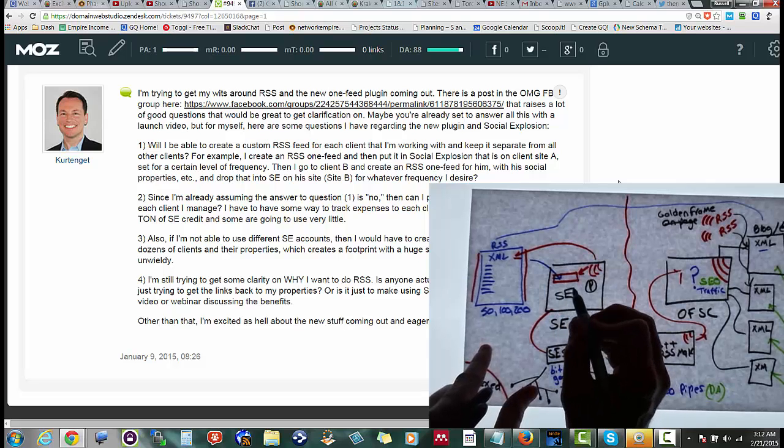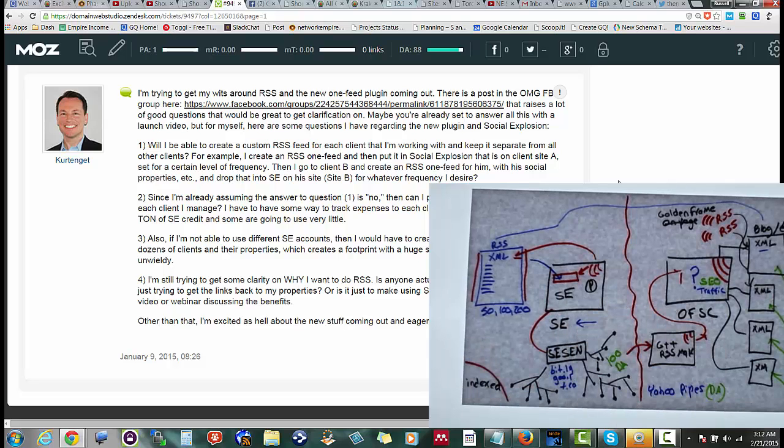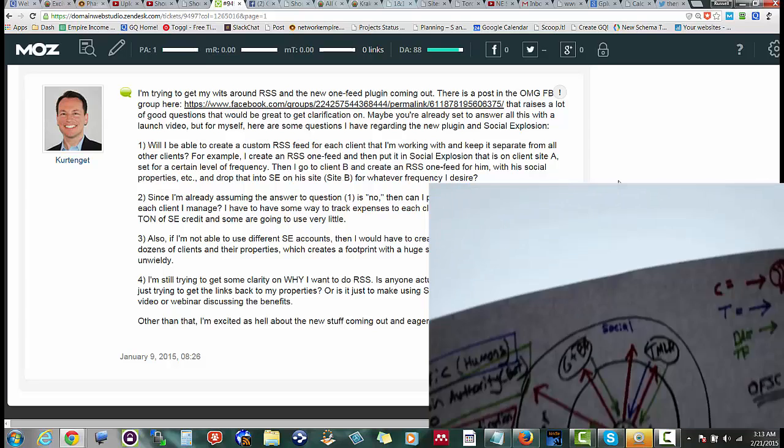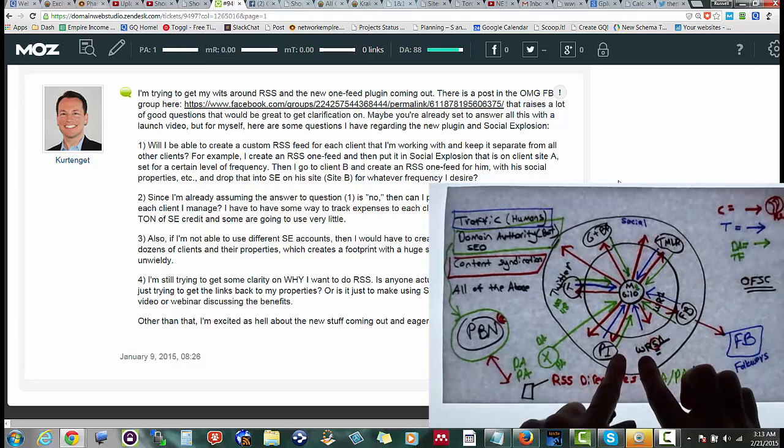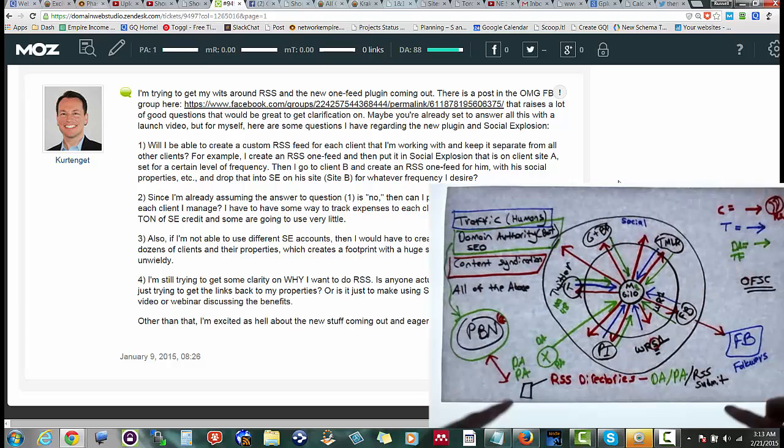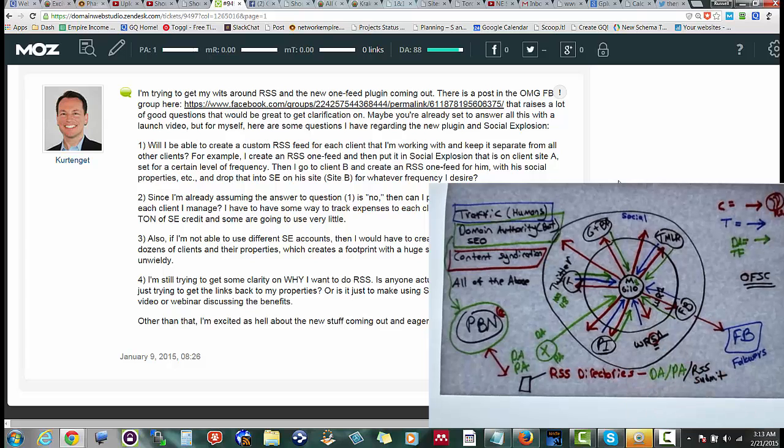Social Explosion throws a weird monkey wrench into it because it's not really related. Social Explosion has its own network of tens of thousands of accounts connected to it. As a result, it doesn't really fit here. It's out here. Actually, it's outside any idea of ring. People sometimes think that we're creating link wheels, and they don't understand that we're not. None of the accounts are connected. This is why we have a social explosion.